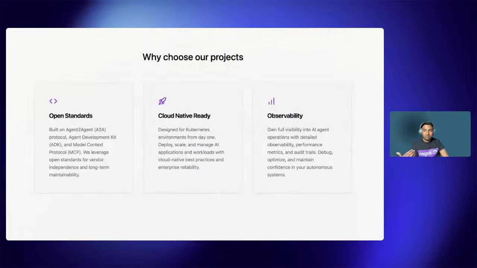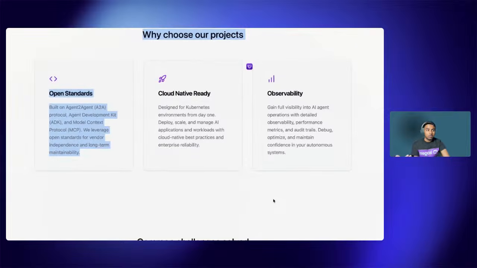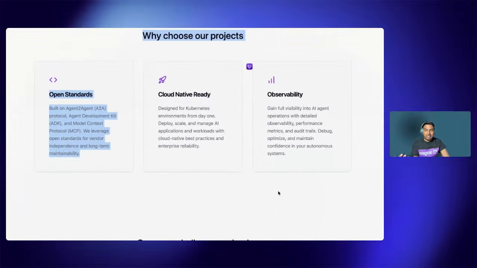Let's come to another section, why choose our projects. It says that there are three different things that make us choose this project. The first is open standard, the second is cloud native ready, and the last one is observability. What does open standard mean? It says it is built on the A2A agent protocol. Oh, I have seen this A2A previously.